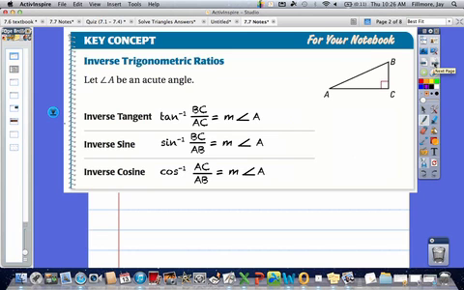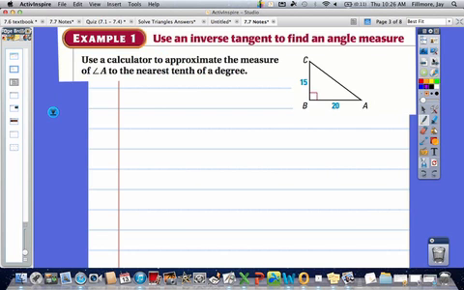And this is a brief layout of the definition in general of inverse trigonometric ratios. So with regard to angle A, the inverse tangent of BC over AC will give you A, or the inverse sine of BC over AB, or the inverse cosine of AC over AB. You can use any inverse ratio and use that to solve for an angle. So regular trig ratios we use to find sides. Inverse trig ratios we use to solve for angles. So let's do several examples together to make sure we get the hang of this thing.